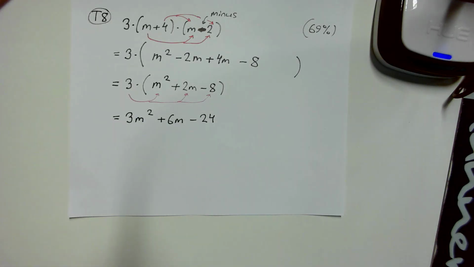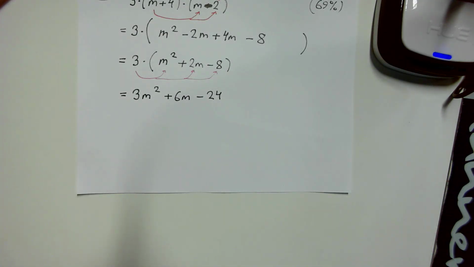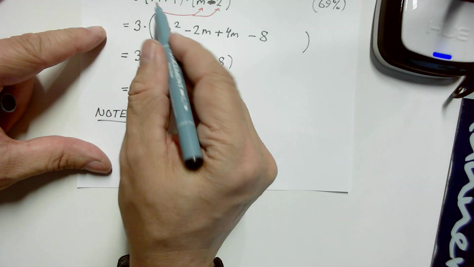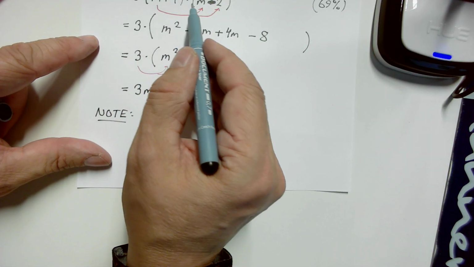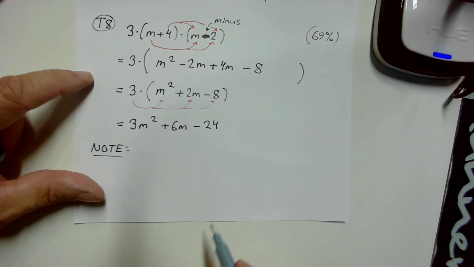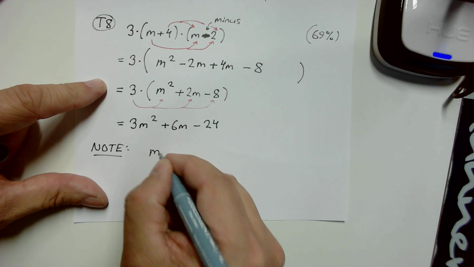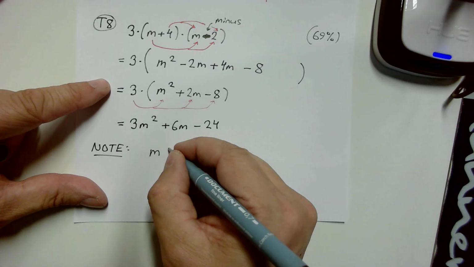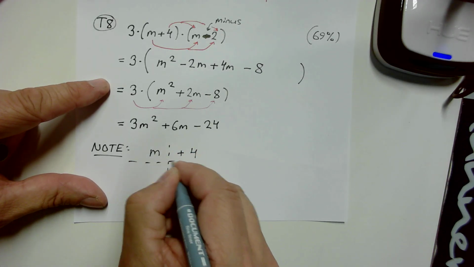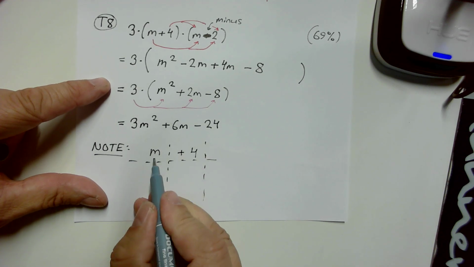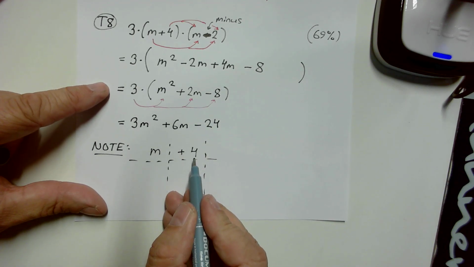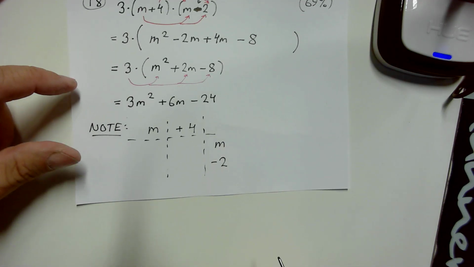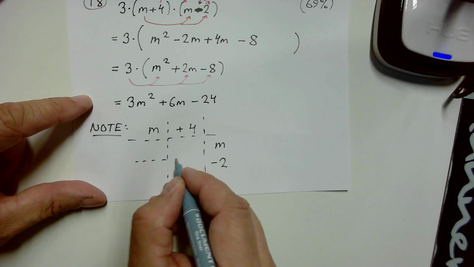Then I would suggest you to use some kind of table method. So, for example, in this problem, this m plus 4 multiplied with m minus 2, you may write it like this: m plus 4. Let's take a table here. Here we have m plus 4, and then m minus 2 you may write like this. So you get some kind of multiplication table here.